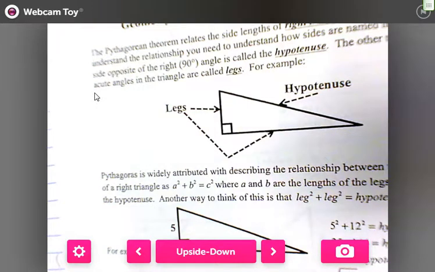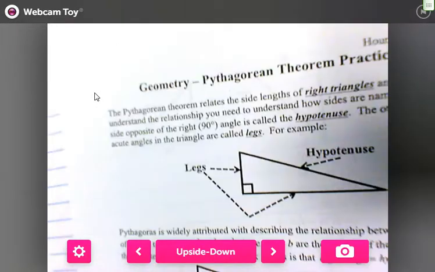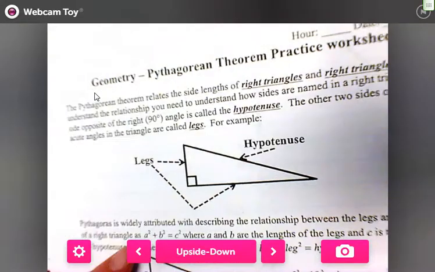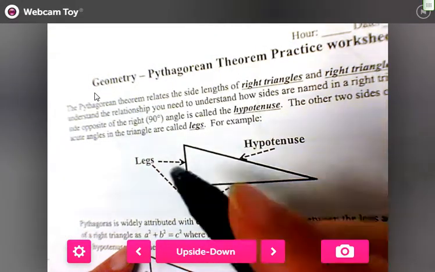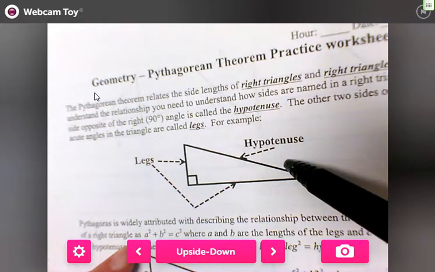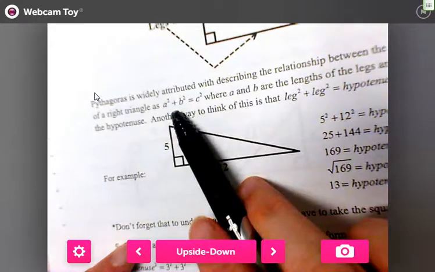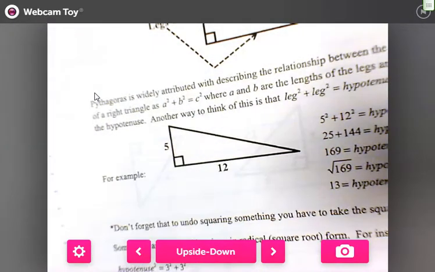Okay, so we're just going to quickly go over the front of this, and we're mostly going to concentrate on the back. But this is all about how a right triangle has two legs and a hypotenuse, and this only works for right triangles, okay? And we do this a squared plus b squared equals c squared. Doesn't matter which ones are a and b, but it matters that c is always the hypotenuse, okay?